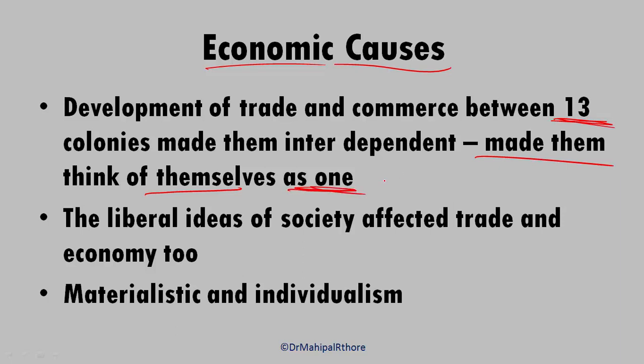The British did not think of them as one. They thought of them as 13 different colonies. The governor was different in all of these. The government structure was also a little bit different. But they started thinking that we are one. We are part of one continuous continent, and we are similar. Our rights, our demands, and our aspirations are similar. So this came about because of the trade relations.